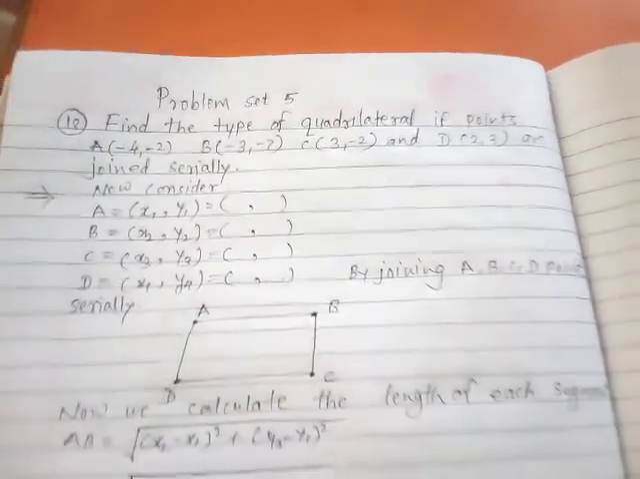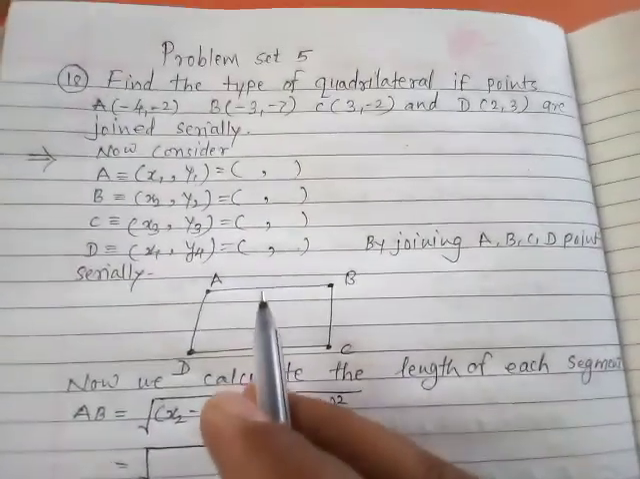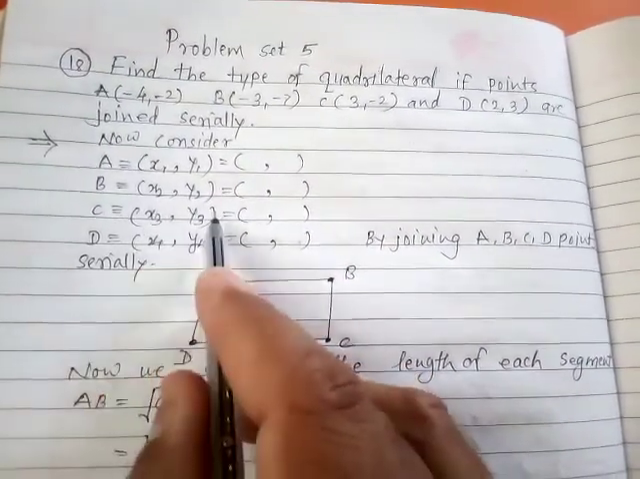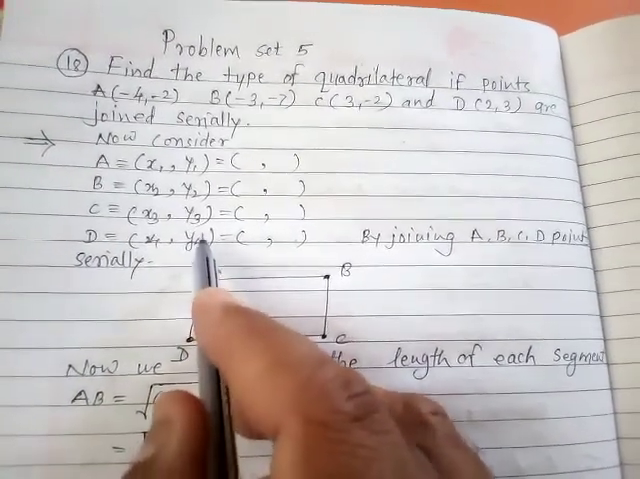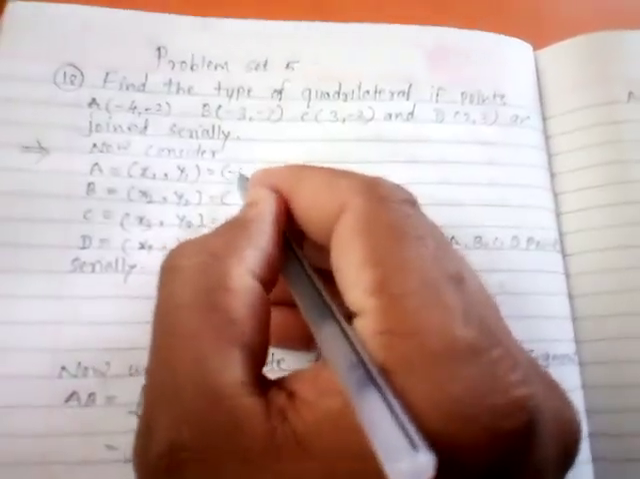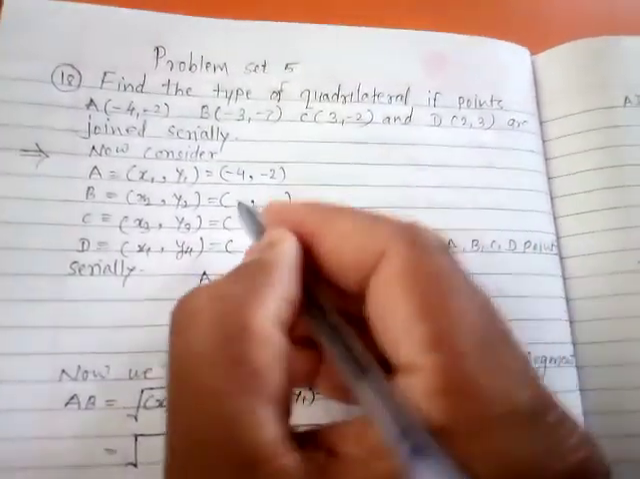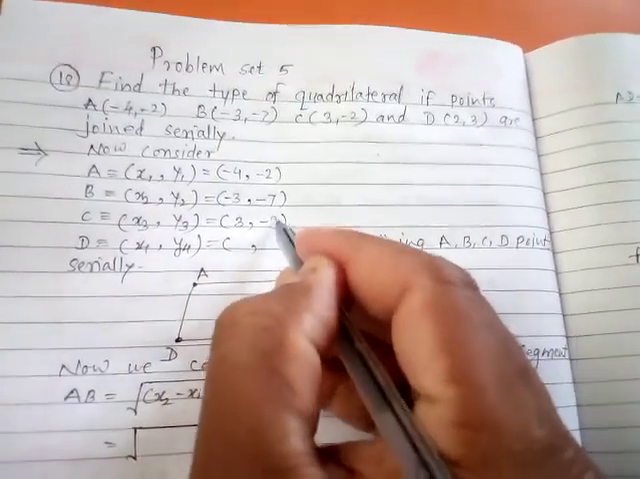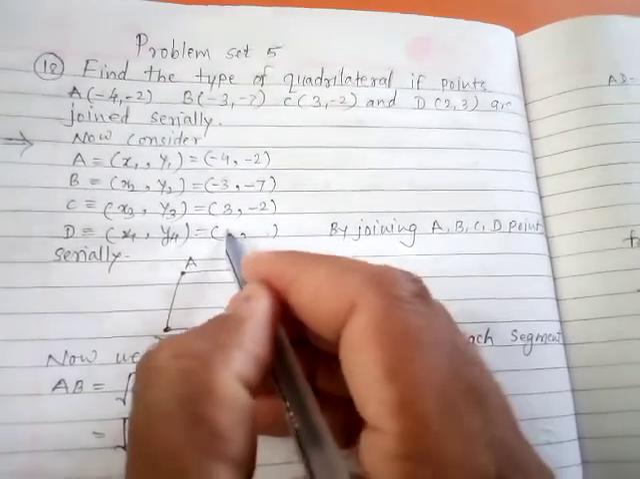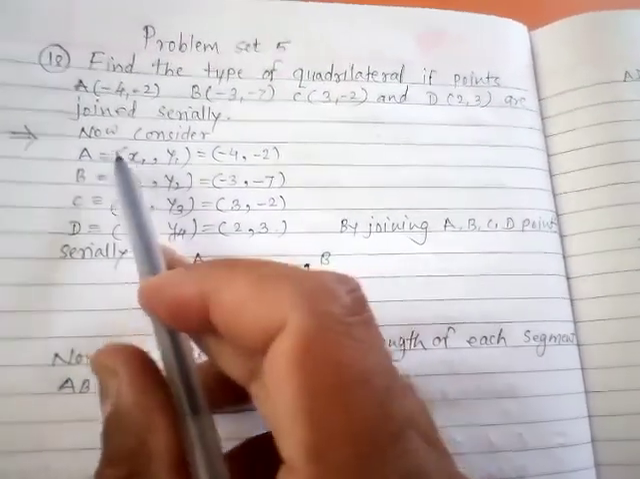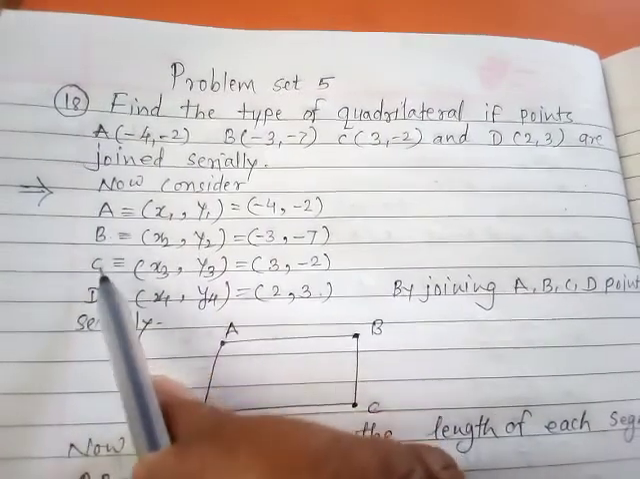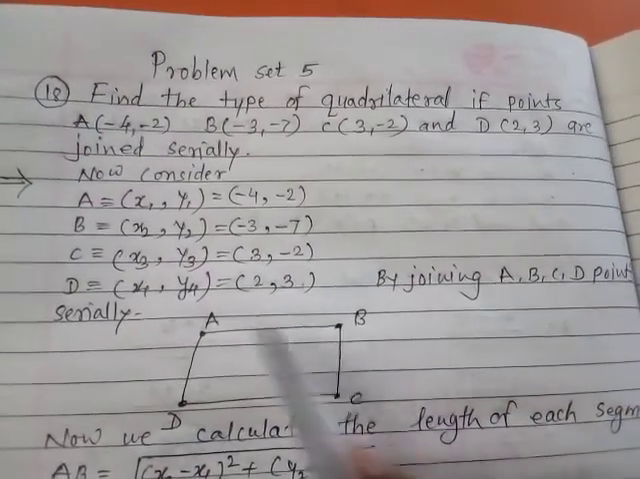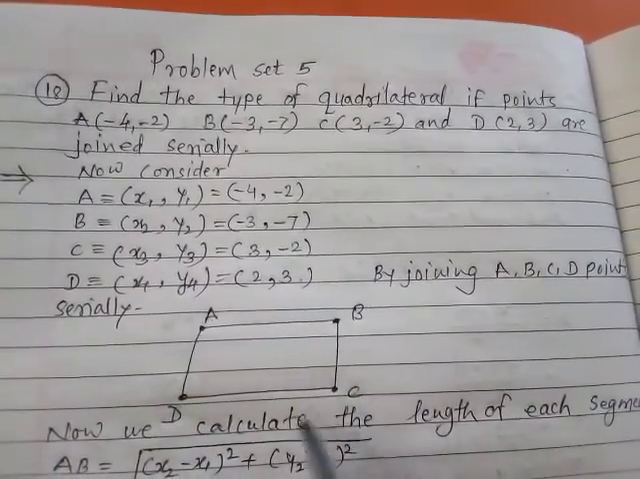Now, we consider point A having coordinates x1, y1, B as x2, y2, C as x3, y3 and D as x4, y4. The given values are A(-4, 2), B(-3, -7), C(3, -2) and D(2, 3). If we join all these four points A, B, C, D serially, then we get a quadrilateral ABCD.